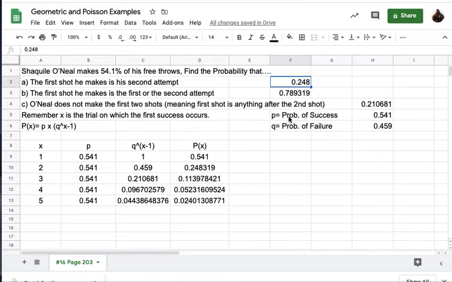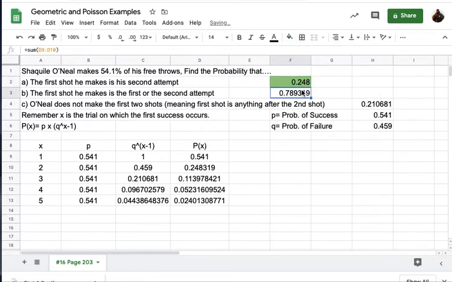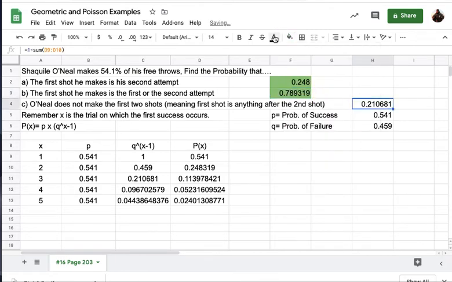There isn't any other real shortcut we can do. I'm going to highlight these so we can see that these are the answers. Let's give them a nice green color. Green because they're correct, and that makes everybody happy.